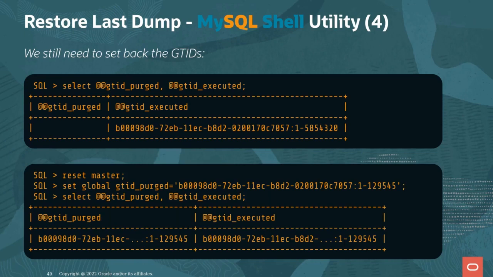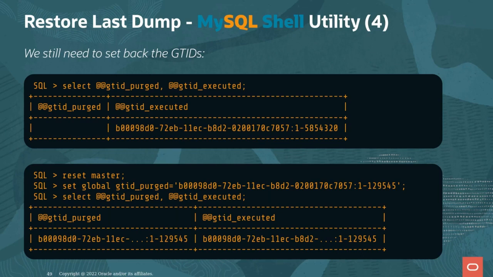Then we need to reset master to remove all that GTID information. And then we're going to set the GTID purged of the dump we did. So we had it in the metadata, so we add it here. And now we can see that the information has purged all the binary logs up to that point. And this is where the data set looks like now.